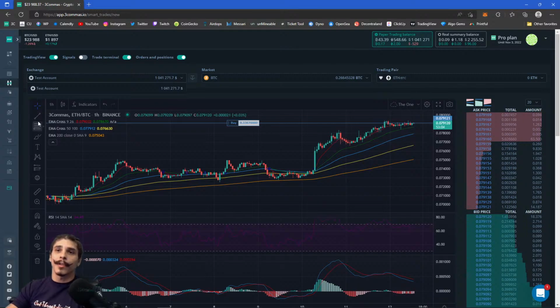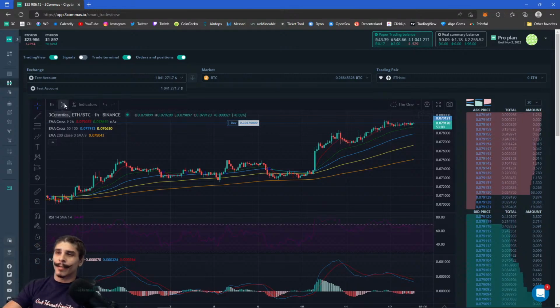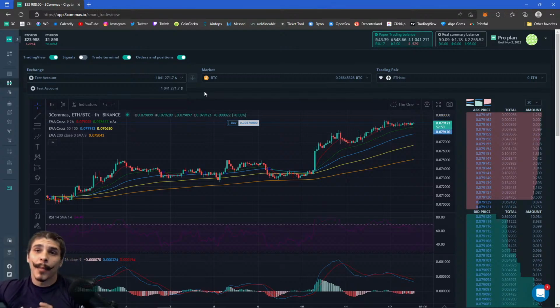And I can have this for multiple exchanges because 3Commas actually connects, I think, up to 20 exchanges last time I checked. Maybe a little more than 20. I think maybe 22, but I don't want to talk out of my butt on that. You can connect a bunch of exchanges.